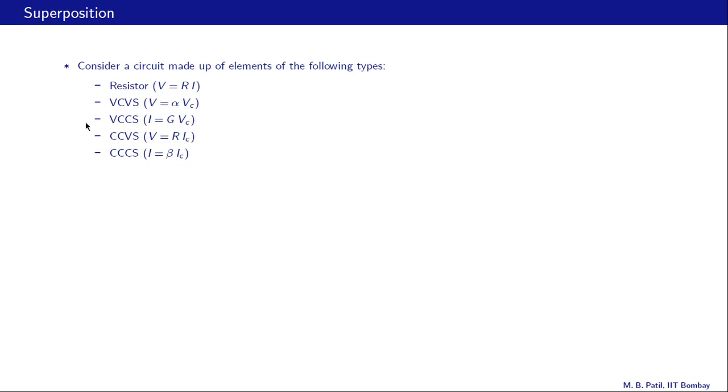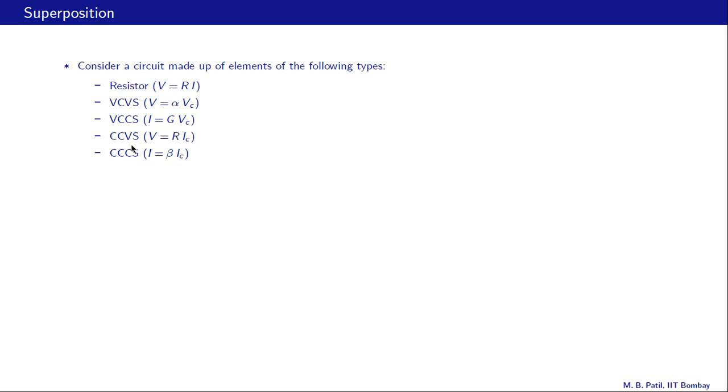Let us consider a circuit made up of the following elements: resistor, for which V is R times I; voltage controlled voltage source, for which V is alpha times Vc, where Vc is a controlling voltage and alpha is a dimensionless constant; voltage controlled current source, for which I is G times Vc, where Vc is again a controlling voltage and G has units of conductance.